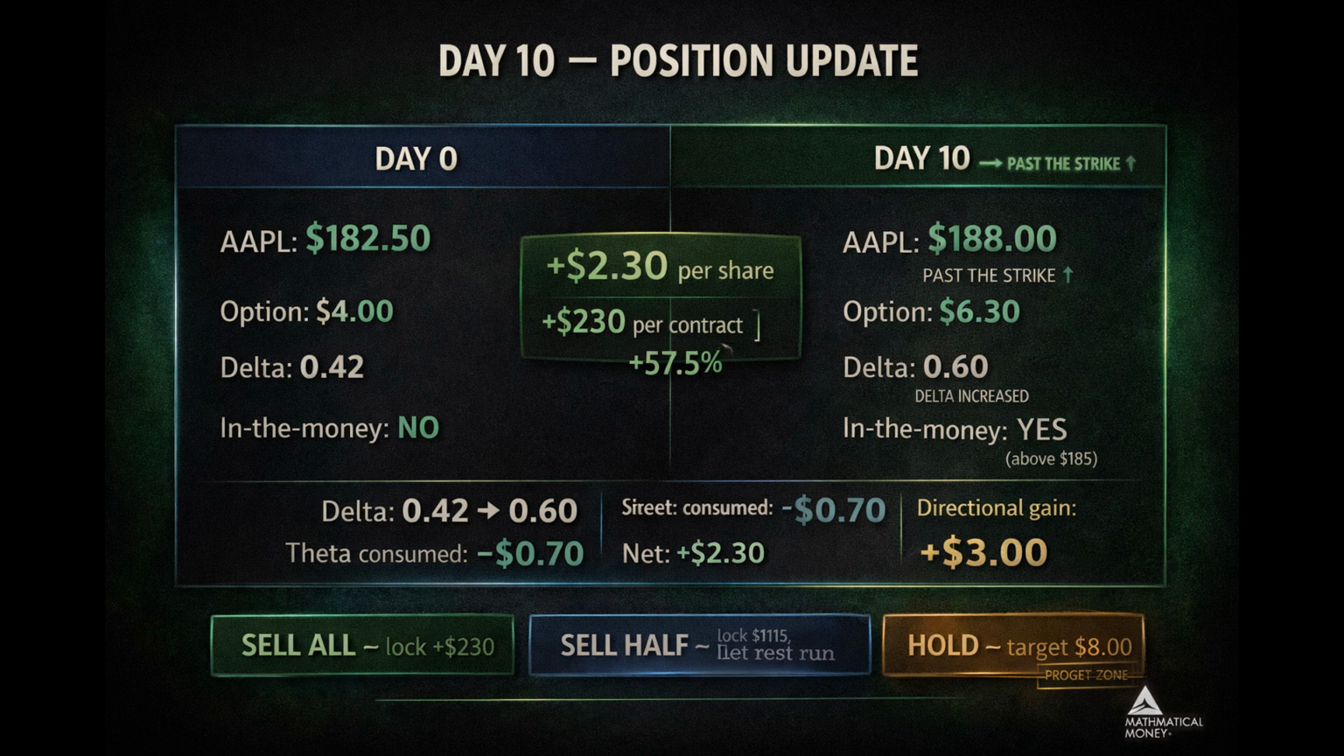But the directional gain of $3.60 from Delta and Gamma movement far outweighs the Theta cost. You have 35 days remaining. The thesis is playing out. 3 decisions available. Sell now and lock in a 57% gain, sell half and let the rest run, or hold the full position toward the $8 target. This is not a textbook question. It depends on your risk tolerance and confidence in the thesis continuing.